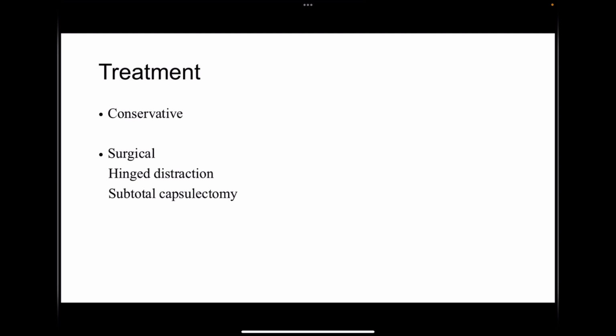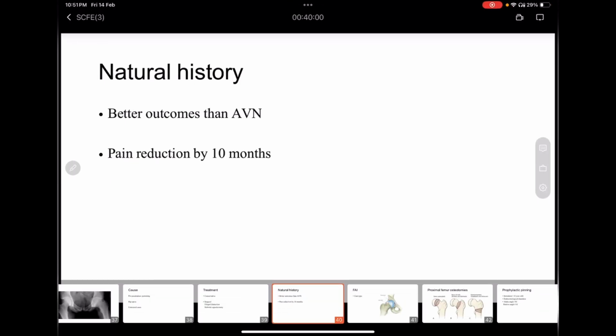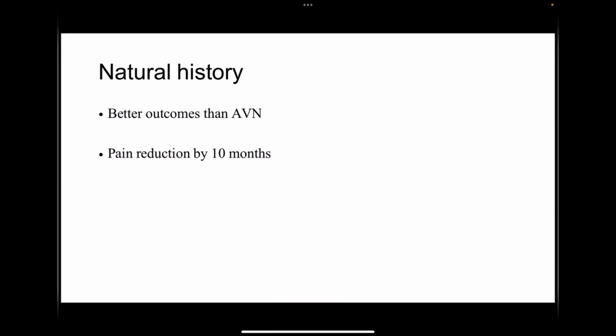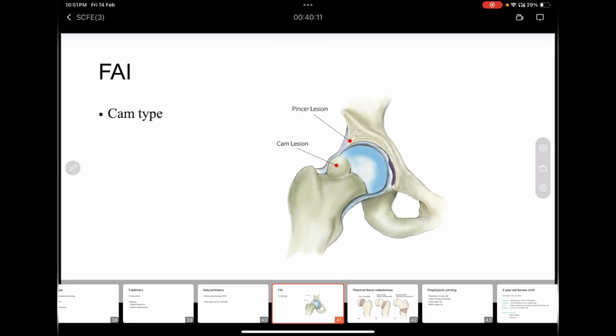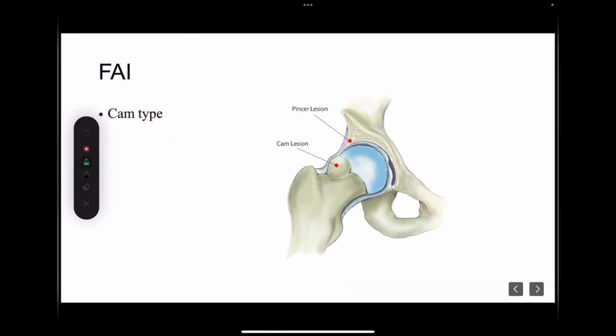Some surgeons do believe that distraction around the hip can also be helpful in this condition, and some believe that this is because of the higher pressure inside the capsule, so subtotal capsulotomy might also help. But the data regarding this is limited. Coming to the natural history of idiopathic chondrolysis, it does have better outcomes than AVN, but obviously it can lead to ankylosis and reduced range of motion of the hip. One more complication is FAI, femoroacetabular impingement.